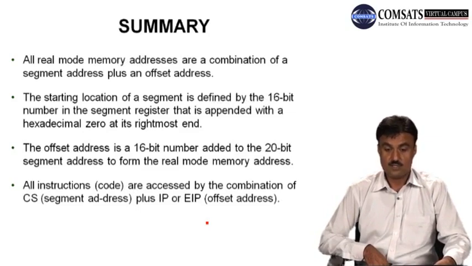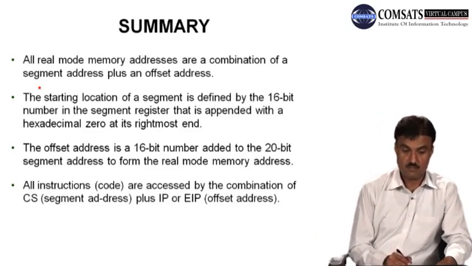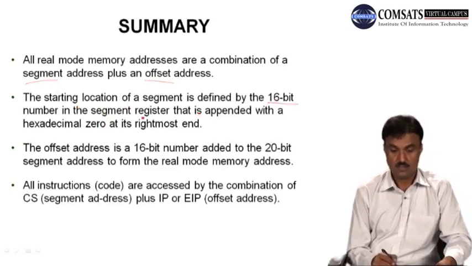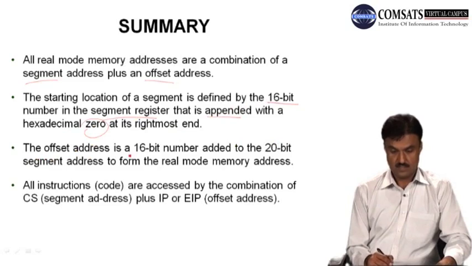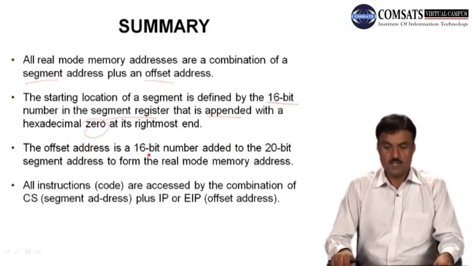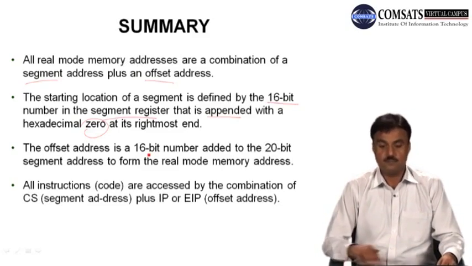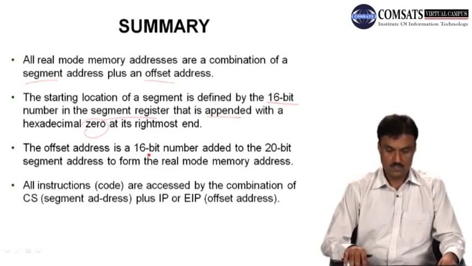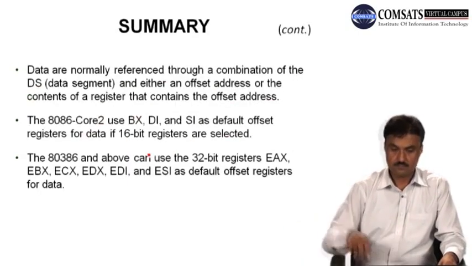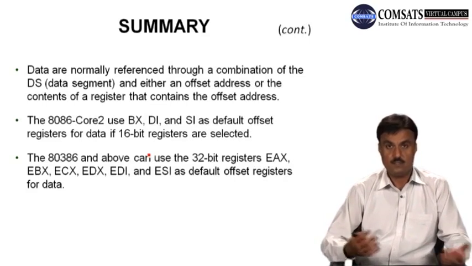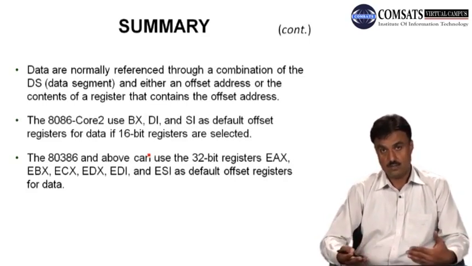All real mode memory addresses are a combination of a segment address plus an offset. The starting location of a segment is identified by the 16-bit number in the segment register, either code segment or data segment, and it is appended with hexadecimal 0, or we are multiplying by 10, at its rightmost end. The offset address is 16-bit, and it is added to the 20-bit segment address to form the real mode memory address. All instructions are accessed by the combination of code segment plus instruction pointer or IP offset address. Data are normally referenced through the combination of the data segment register and an offset address, either inside a register or as a constant.